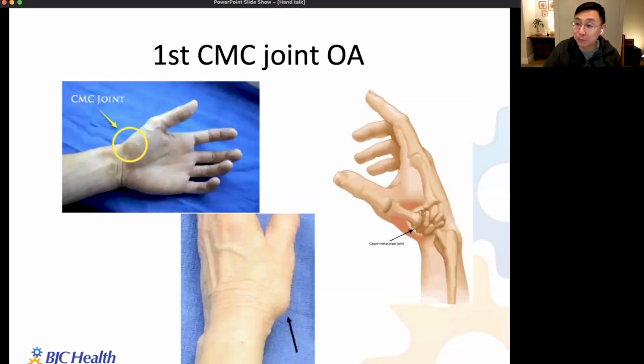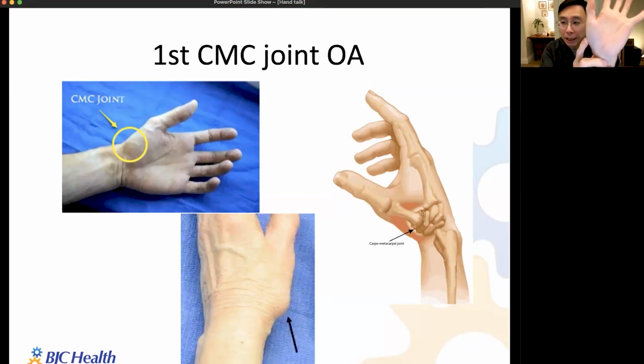And I thought I'll spend a bit of time to talk about this joint here. The first carpal metacarpal joint, CMC, because it's a very common joint to get osteoarthritis and pain, very common. And I'll ask Michele to talk about management in a second.